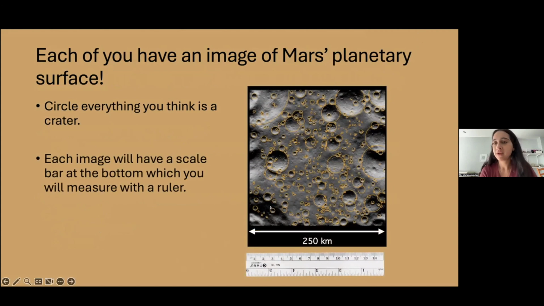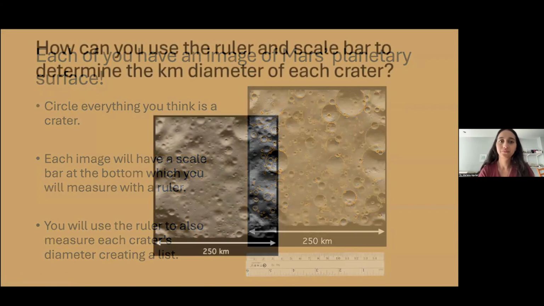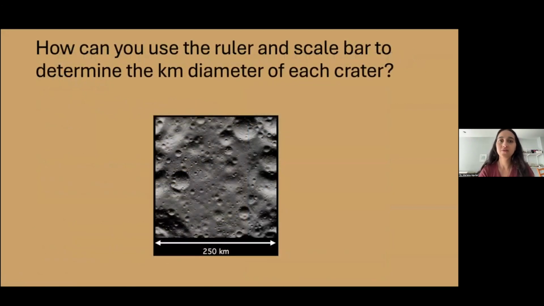So for example, in this picture, the scale is 250 kilometers. And you're going to use a ruler to measure how many centimeters this is. You're also going to use that ruler to measure all the different craters that you've circled, and you can make a list of their sizes. So how can you do this? Using a ruler and a scale bar to determine how many kilometers the craters are.